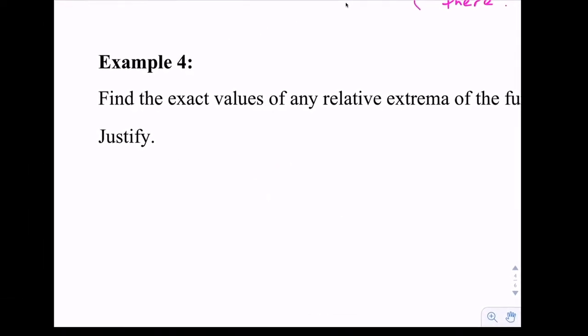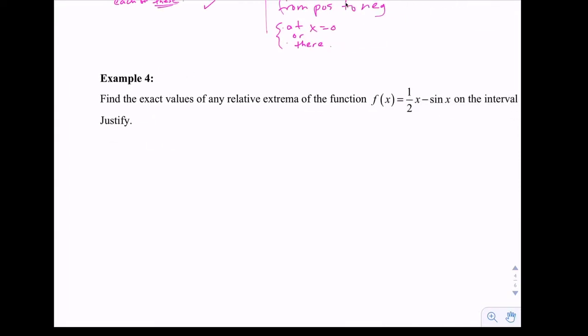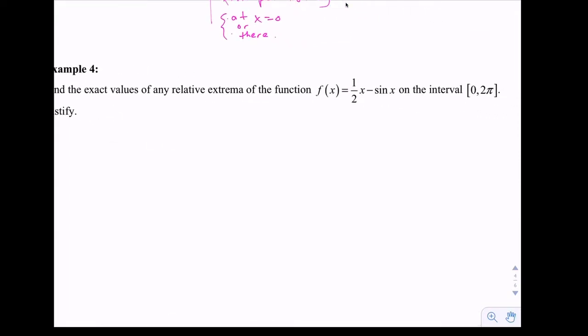Did anyone finish example 4 before lunch? Calculator? No? What? I don't know. Let's do it.